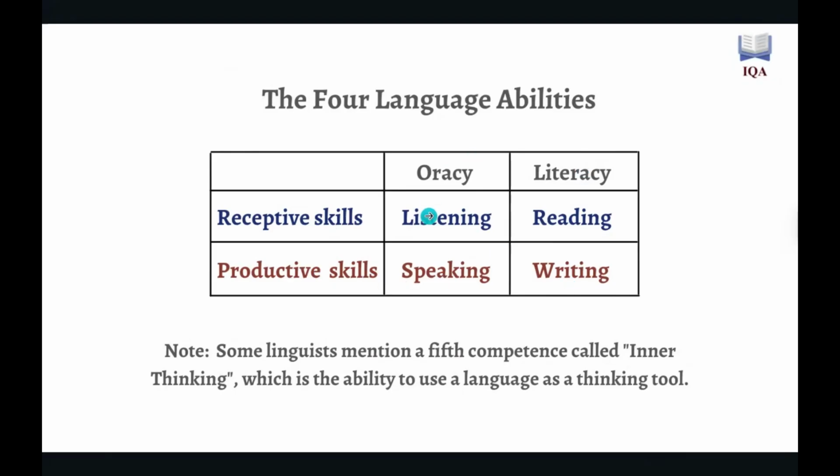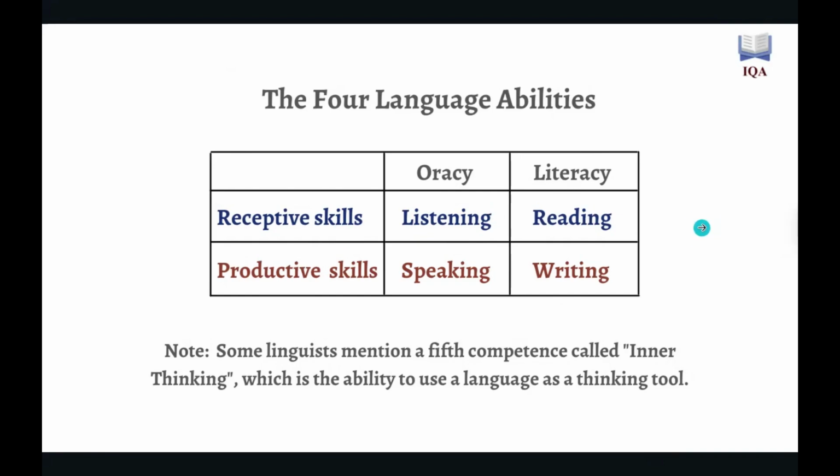Meaning that when you're listening or reading, you're receiving language. You're not producing language, you're receiving language. But when you're speaking or writing, you're producing language. And one of them has to do with oracy, the other has to do with literacy. Now, some linguists also mention a fifth competence, which is inner thinking, which is pretty much the language that you use to think with. Many of us may be bilingual or trilingual, but we usually think in only one primary language. And usually the language you think in is your strongest language. But what's important for us right now is that these are the four language skills.